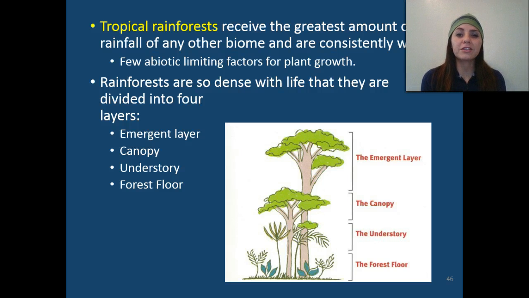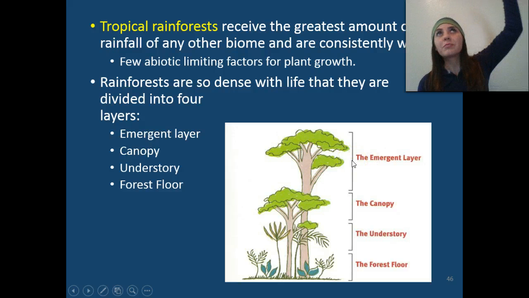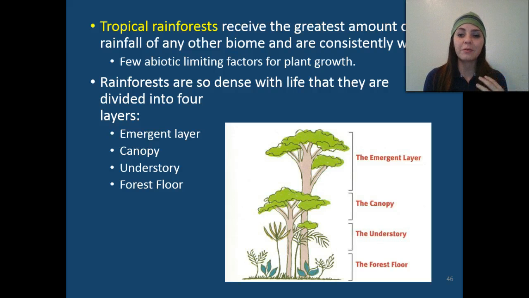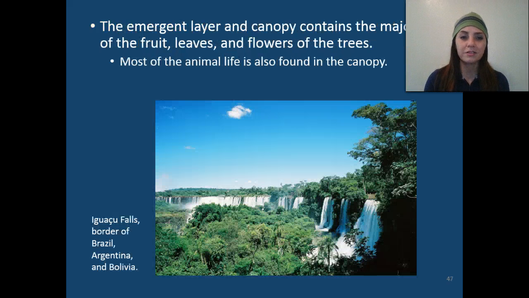Rainforests are actually so dense with life that they're divided into 4 different layers. We have our emergent layer, which is the very top layer that you can see poking out. If you were flying a plane or something like that, that's what you could see. You would also be able to see the canopy layer right here. Underneath the canopy, we have what's called the understory. And then we also have the forest floor. Now, all of the animals that live in the different areas all have different niches. That allows them to coexist in the rainforest.